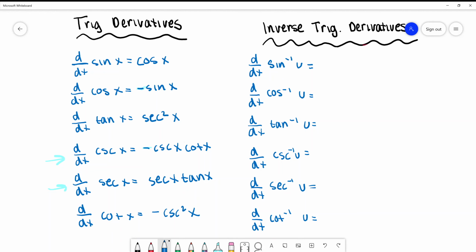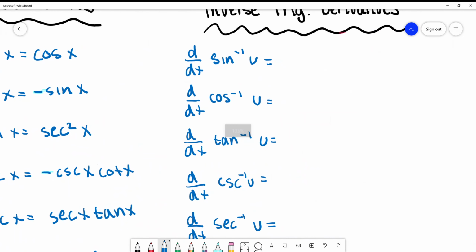Moving on to our inverse trig derivatives, we are going to start off with the derivative of arc sine. So the derivative of arc sine of u is u prime over square root of 1 minus u squared. Similarly, the derivative of arc cosine is negative u prime over square root of 1 minus u squared.